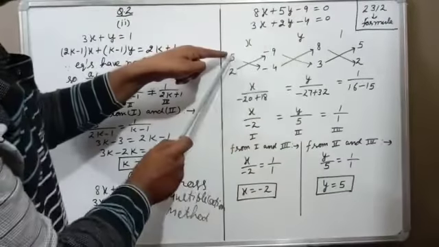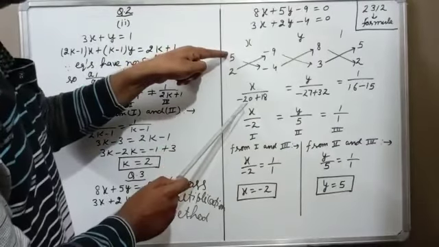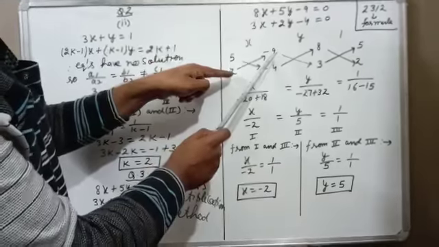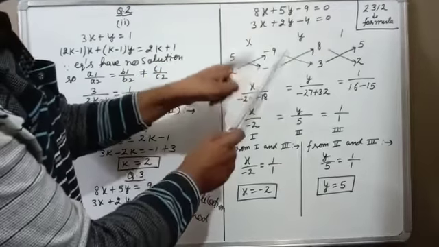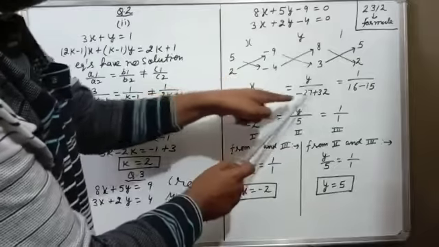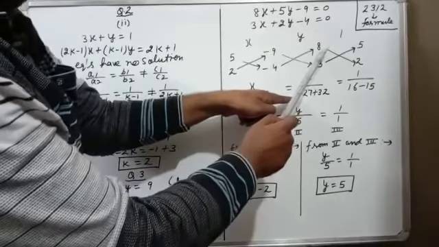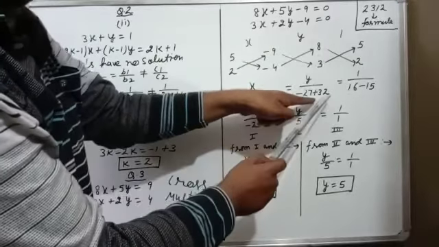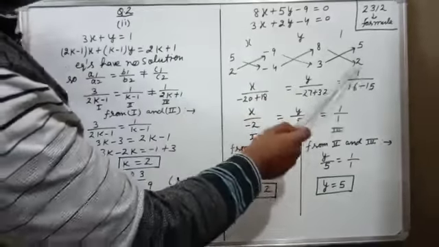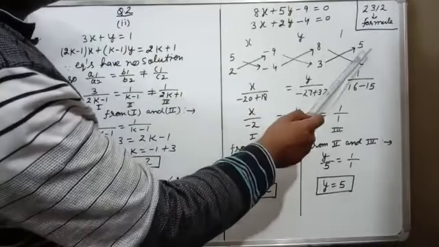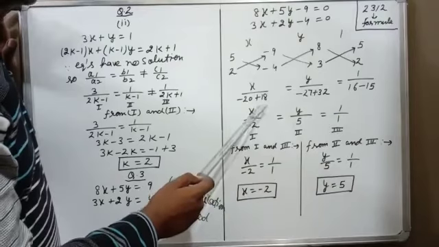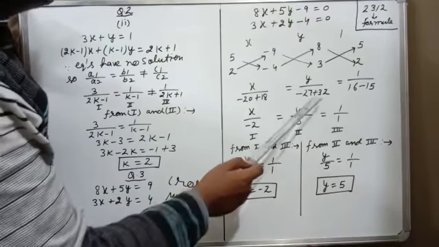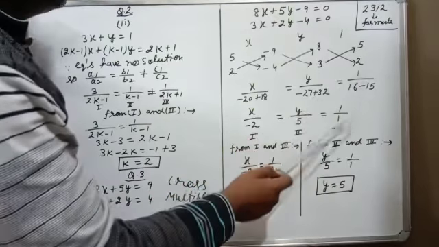So we multiply 5 into minus 4, this is minus 20. Then 2 into minus 9, minus 18, but we will change the sign of the second value. Equal to, in the same way, minus 9 into 3, minus 27, minus 4 into 8, minus 32, but we will change the sign. Then 8 into 2, 16, 3 into 5, 15, again we change the sign, it will become minus. So x upon this will become minus 2, y upon this will become plus 5, and 1 upon 1.